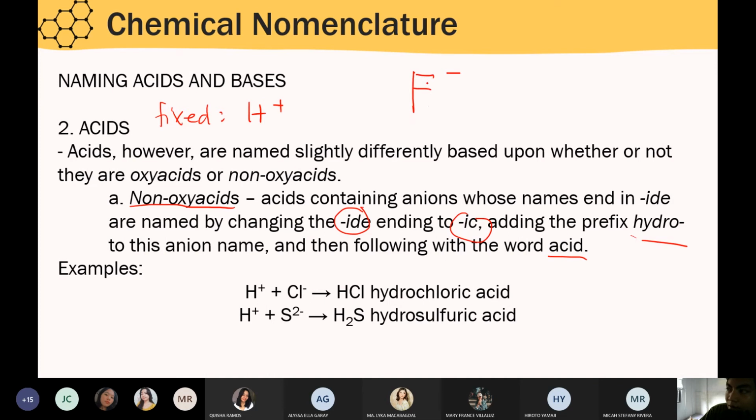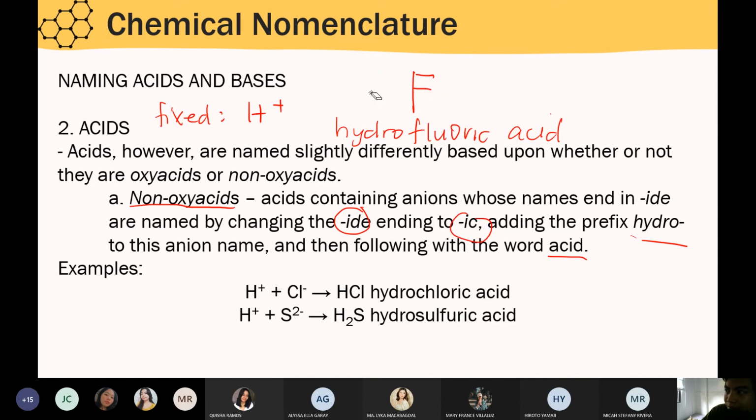What's the name of this ion? This is fluoride. If I combine that with hydronium ion, what will be the formula? HF. What should I do in order to name this? According to the rule, you change the ide to ic, you add the prefix hydro, and then you add the word acid at the end. Hydrofluoric acid. So you change the ide to ic, add the prefix hydro, then affix the word acid.